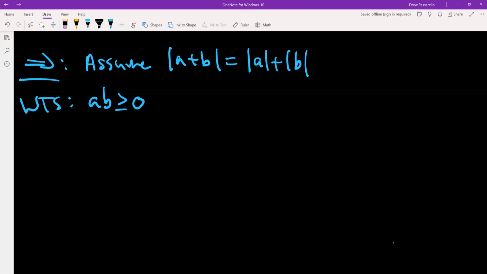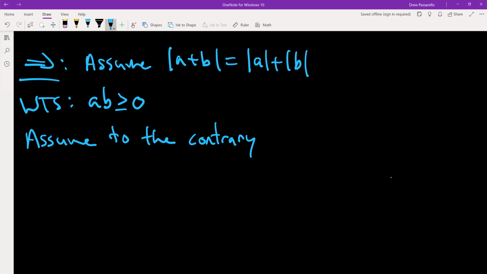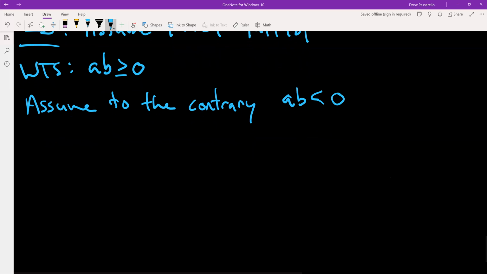And to do this, I'm going to actually do a contradiction proof. So assume to the contrary that the product is not greater than or equal to 0. If it's not greater than or equal to 0, then that means it's negative. So assume to the contrary that a times b is less than 0, and I'm going to arrive at a contradiction.